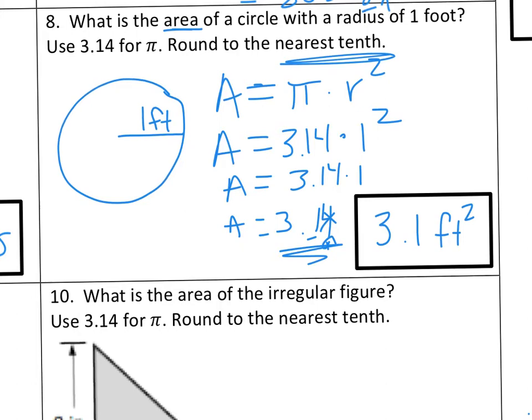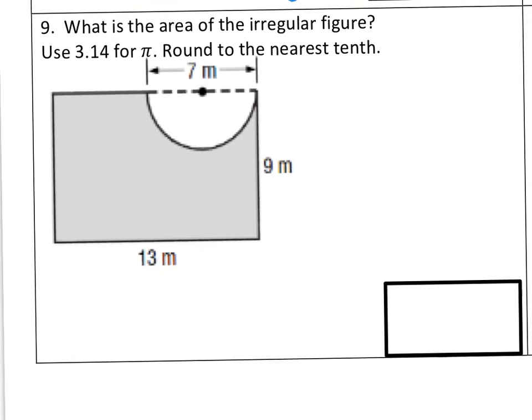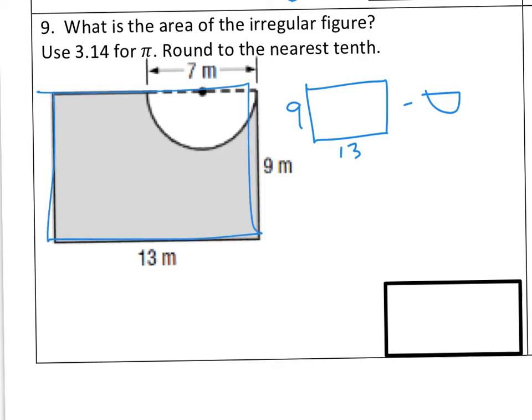All right, how about number 9? What is the area of the irregular figure, or the composite figure? Use 3.14 for pi and round to the nearest tenth. All right, well, here, just from looking at this, I see that there is a rectangle with a bite taken out of it. So literally, that's what I'm going to do. I'm going to take a rectangle, and I'm going to take a bite out of it. When I say bite, I'm going to subtract. So I need to find the area, 13 by 9, of the whole rectangle.